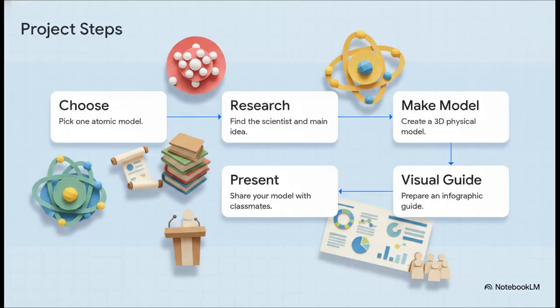Okay, here is your exact game plan. Step 1, choose your absolute favorite model from our timeline. Step 2, dive deep. Research the scientist, the year, and the main idea. Step 3, make a neat, durable 3D model using those recyclables. Step 4, prep a clear infographic or visual guide to go with it. And finally, Step 5, confidently present your creation to the class. Explain your model and be ready to answer some questions.